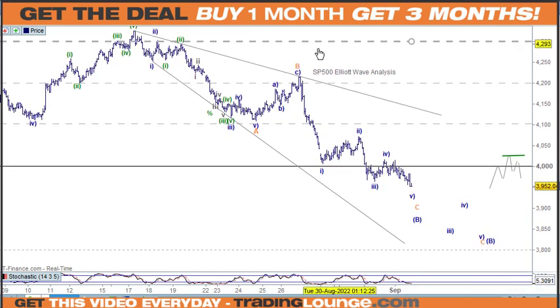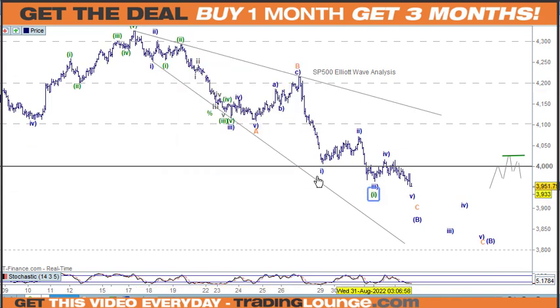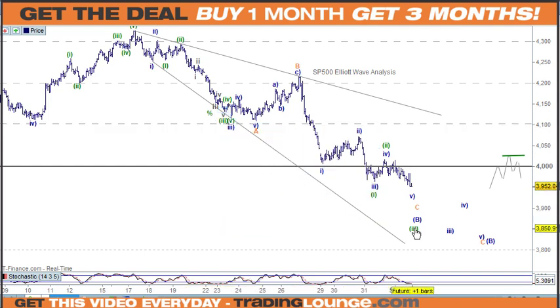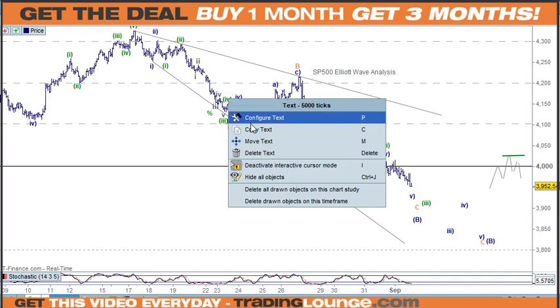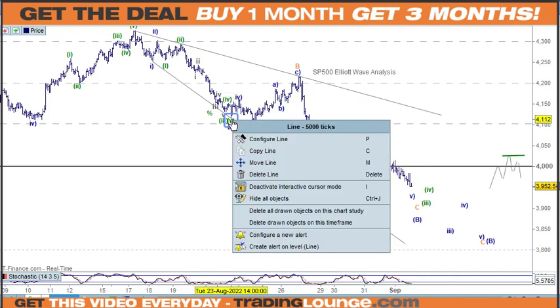So this would now make a slightly different count. Leaving 1 and 2 there, and then looking at this here as 1 and 2 here, we also need to come down for wave 3 here. This needs to come down further, and then wave 4 here, and wave 5.